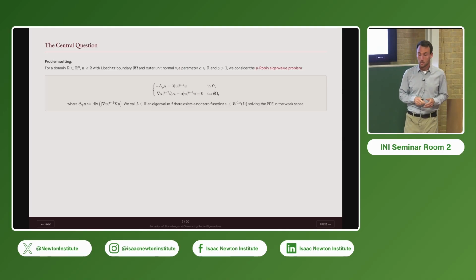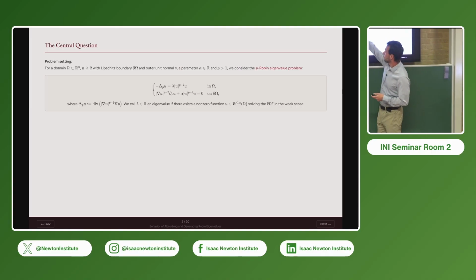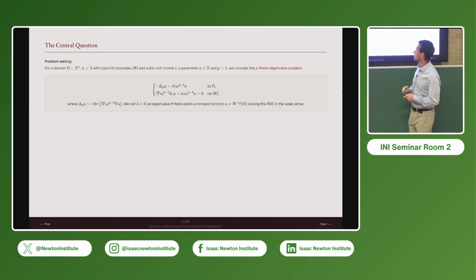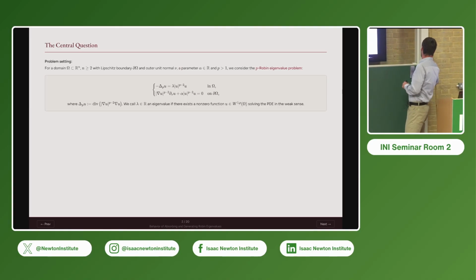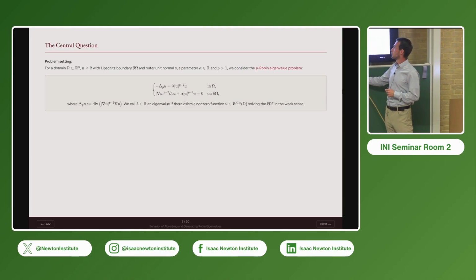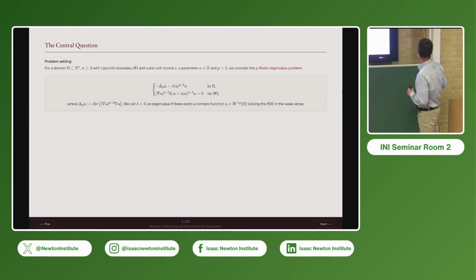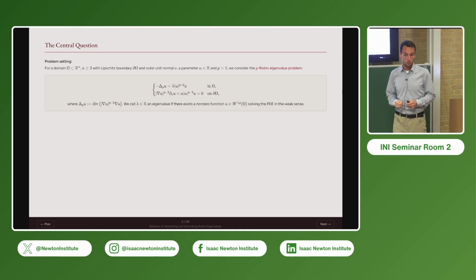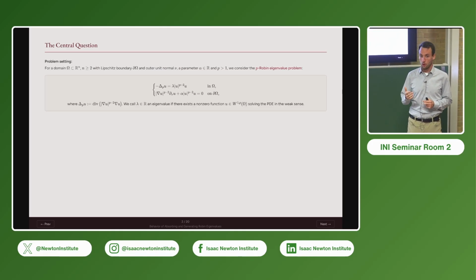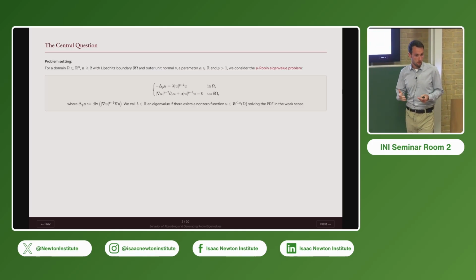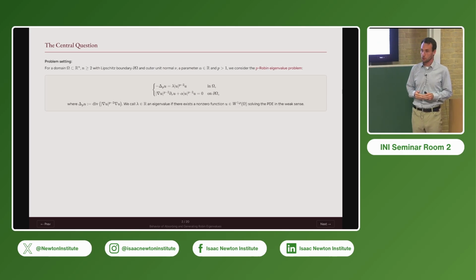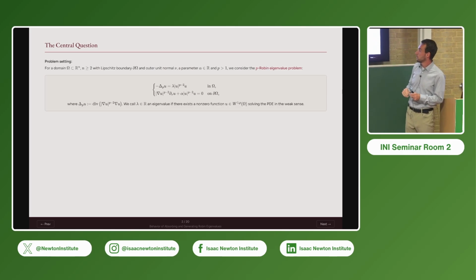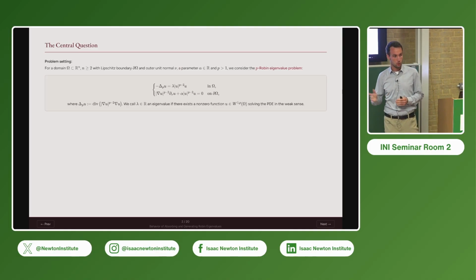And on the boundary, we have the condition that the magnitude of the gradient to the p minus 2 times the derivative in direction of the outer unit normal, denoted by partial subscript nu of u, plus alpha times the magnitude of u raised to the power of p minus 2 times u has to vanish. Then we call a number lambda an eigenvalue of this P-Robin problem if there exists a non-trivial function u in the function space W^{1,p} such that the pair lambda and u solve this PDE.